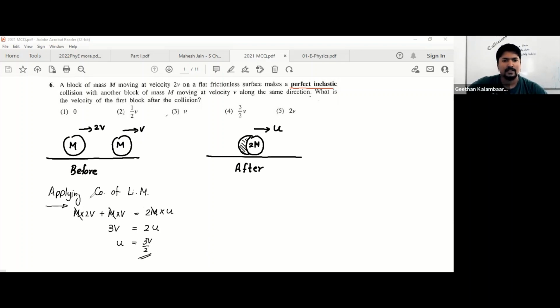So here we have the answer. It is not just the velocity of the first block, it is the velocity of both of the blocks. So the answer is the fourth one. In the previous question the answer was the fourth one, and here too we got the fourth one.